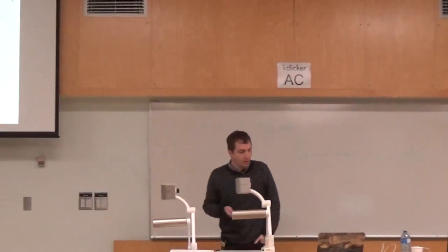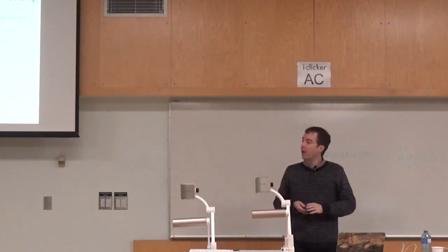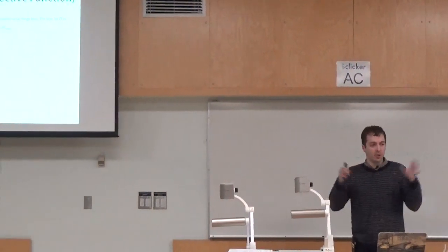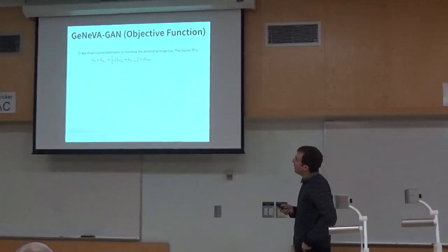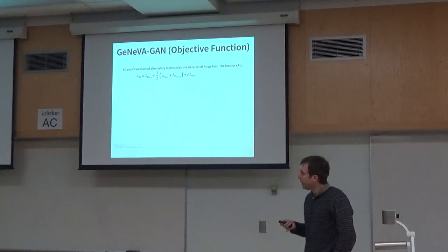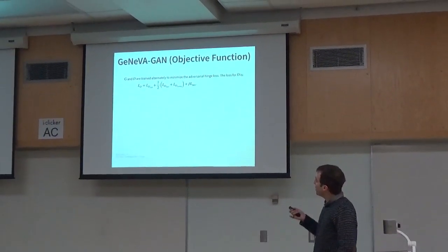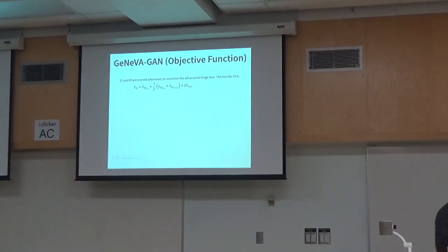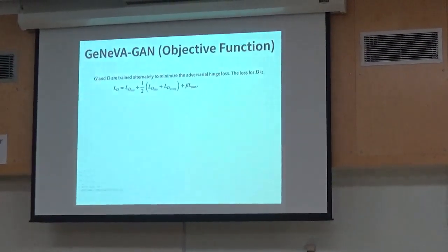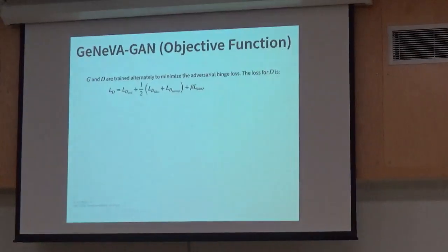Okay, so that's the architecture. Let me just walk you through the objective, and then we're done with the math, and we can look at some results. For those of you who have seen GANs, they're often trained alternately. You train the generator and the discriminator in alternating stages. And so we'll explore first the loss of the discriminator.